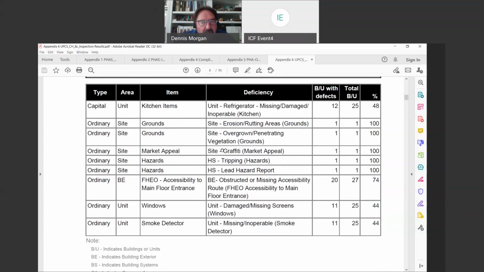My market appeal, graffiti on the site, but these are where I see my heavy hitters. On my site, I have tripping hazards. In that tripping hazard, it only took one. And then also that lead hazard, which the files indicate as well that I have a problem with. So that tripping hazard, potentially, is where my 5 points also lie.